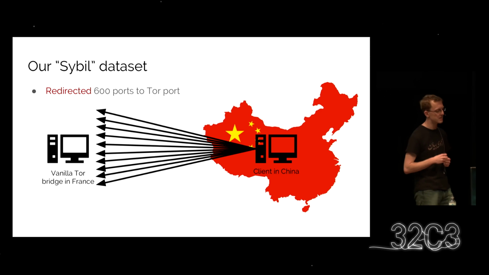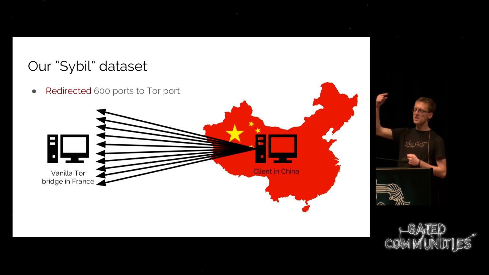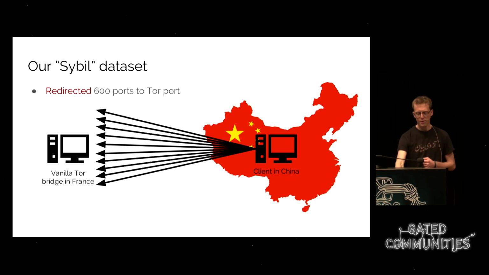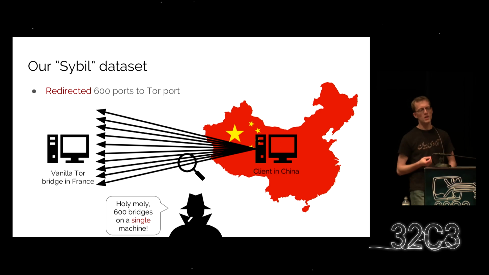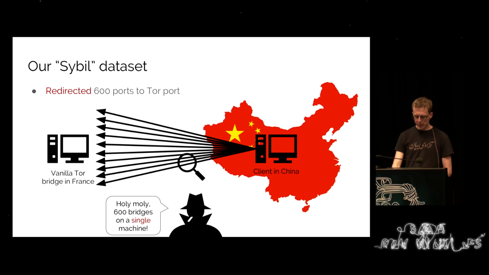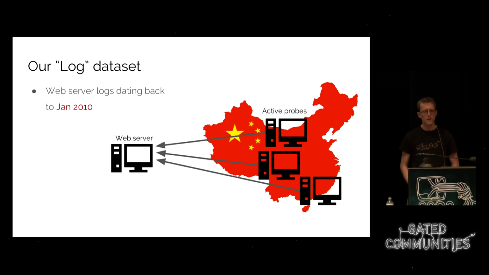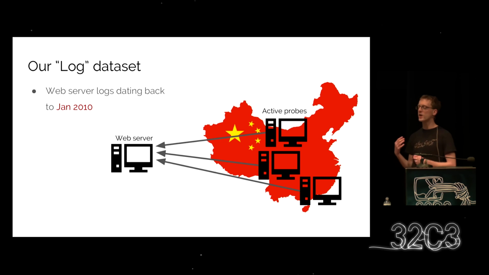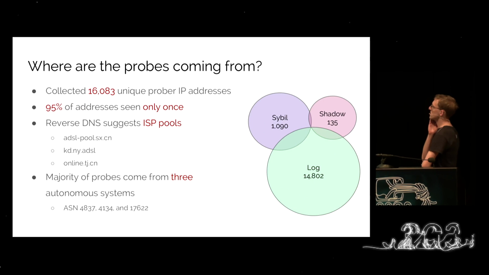So we created a second data set, which we called the Sybil data set. And this is basically a client in China that connected to 600 different ports, since we just used an iptables redirect to basically fool the firewall into thinking that we're running 600 bridges on a single machine, right? And it basically looks the same. And that way we ended up with a lot of different probing IP addresses. And finally, we had a third data set, which we call the log data set. And this is really just a web server whose log files go back several years. So it's really cool because you can look at the logs and it tells you in some way how active probing evolved over time.